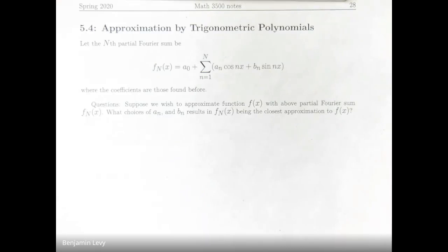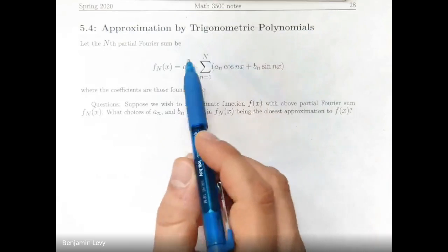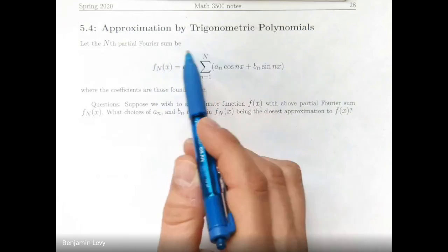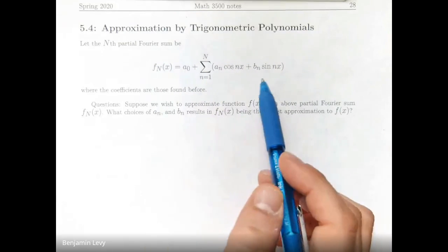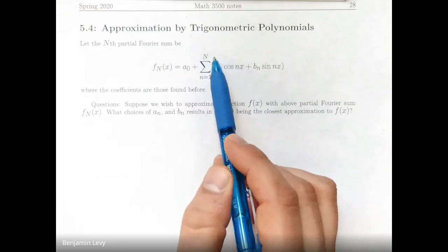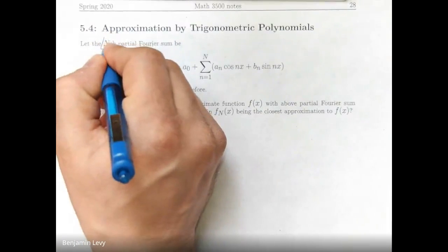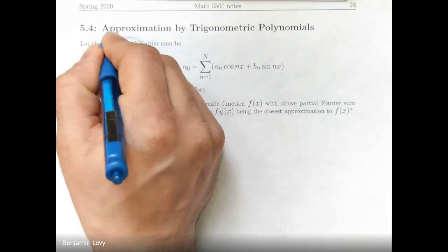The title of this section is Approximation by Trigonometric Polynomials. It turns out that this expression right here, which you should recognize as the Fourier series, is called a trigonometric polynomial, right? When you start plugging in n's into this, it turns into a polynomial-looking thing, except that there are trig functions. And what we're looking at here is the nth partial sum.